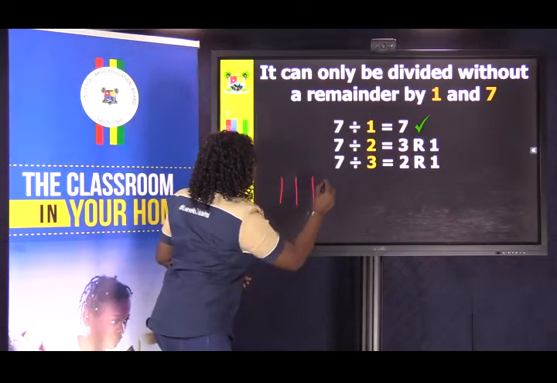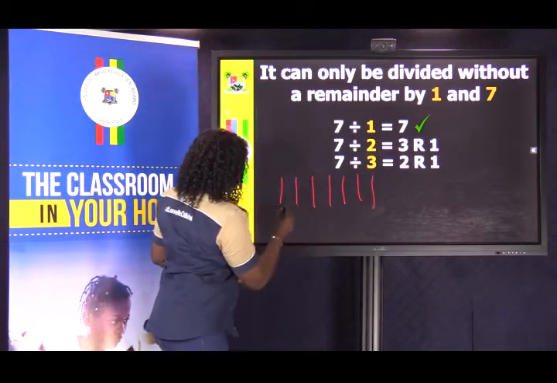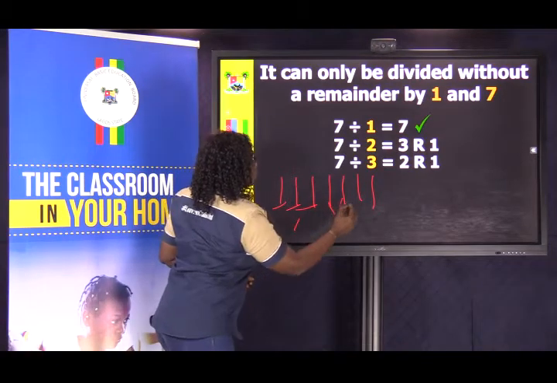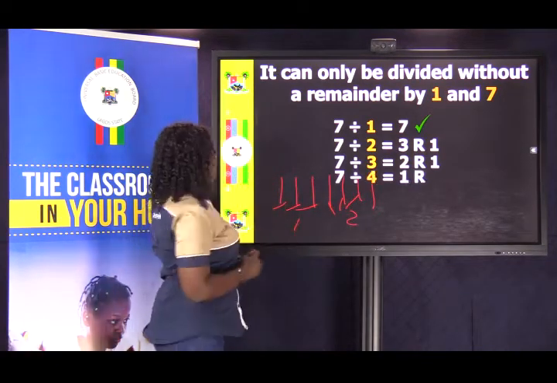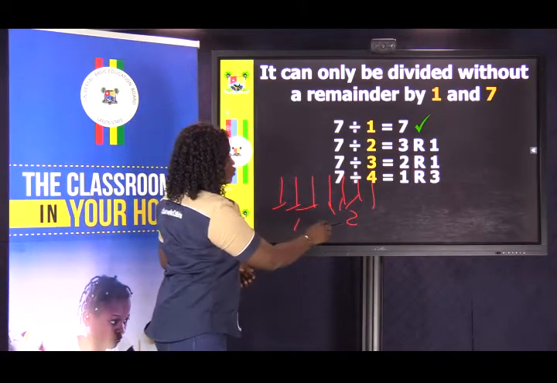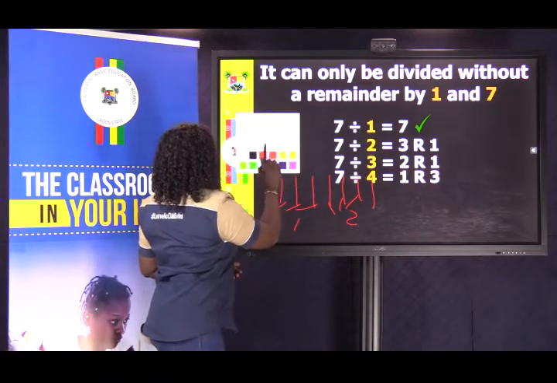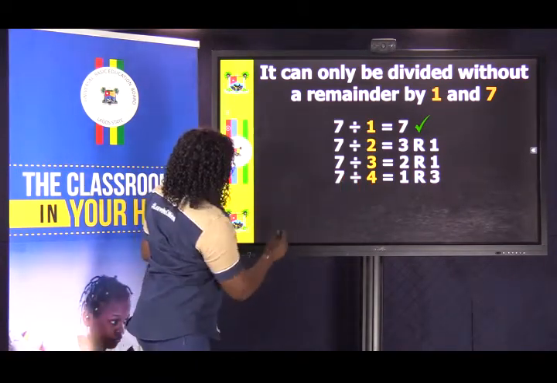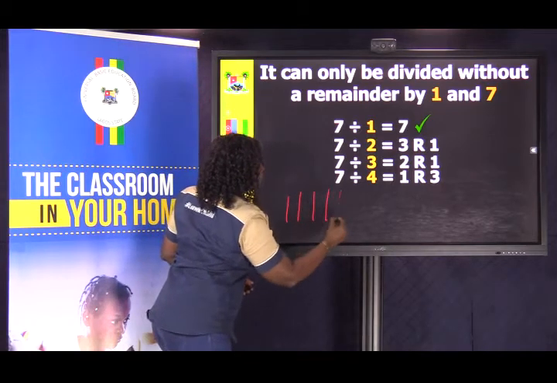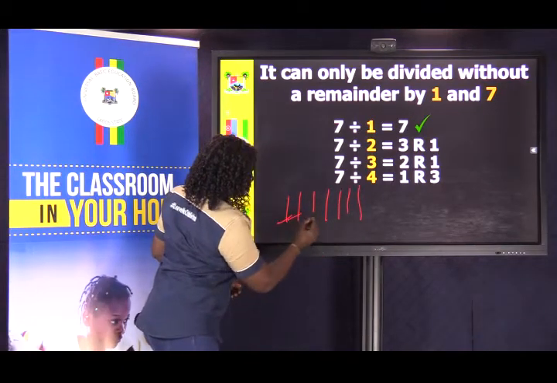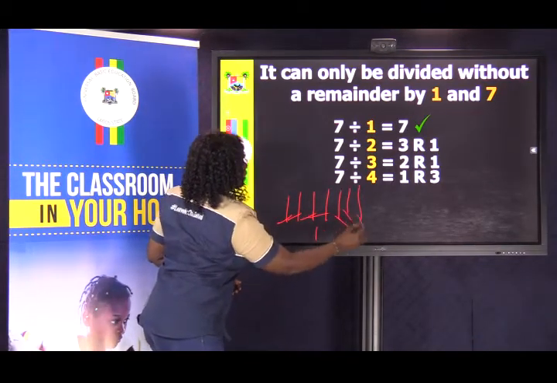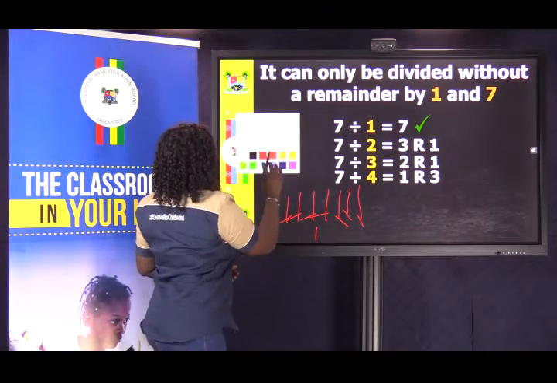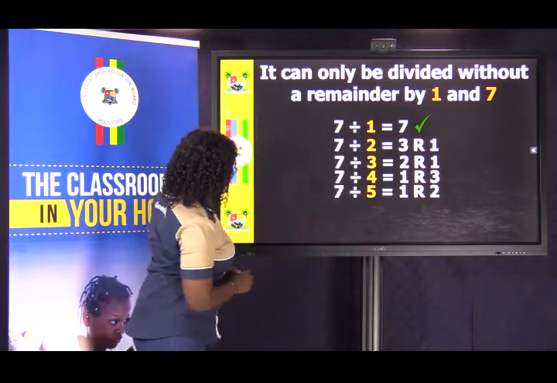1, 2, 3, 4, 5, 6, 7. So 7 divided by 3 gives 2 remainder 1. Yes. 7 divided by 4. 1, 2, 3, 4, 5, 6, 7. That's 1 remainder 3. Yes. Then 7 divided by 5.